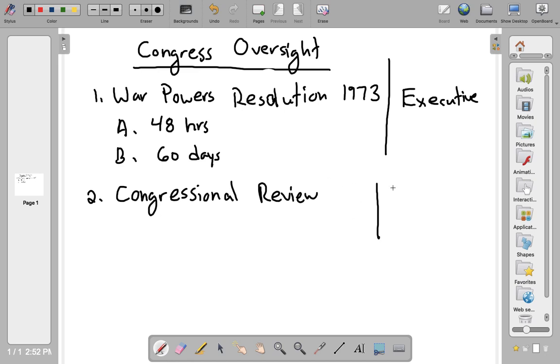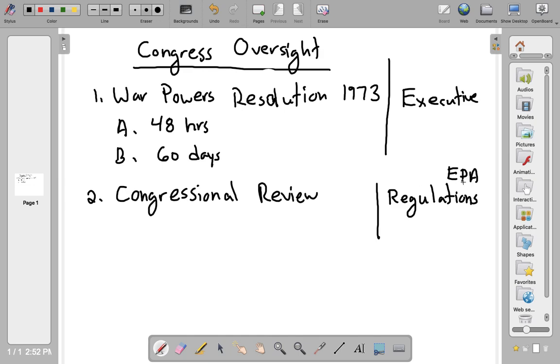And these departments can pass things called regulations, which really have the force of law. Probably the best example of these regulations are things passed by the EPA, which is the Environmental Protection Agency. But there are many other examples.